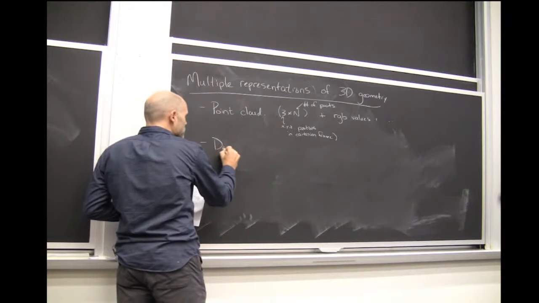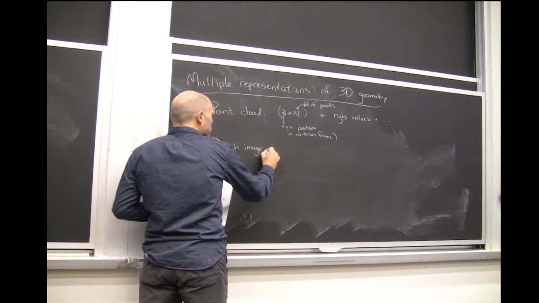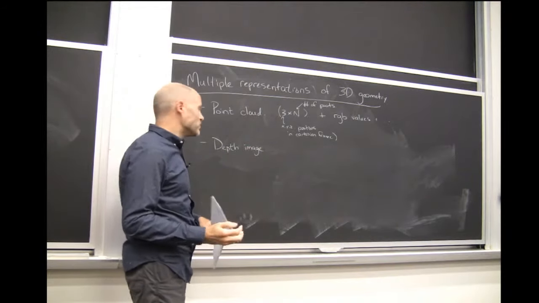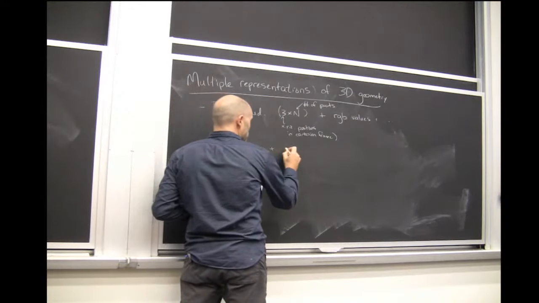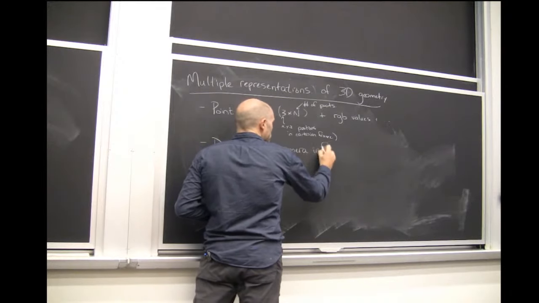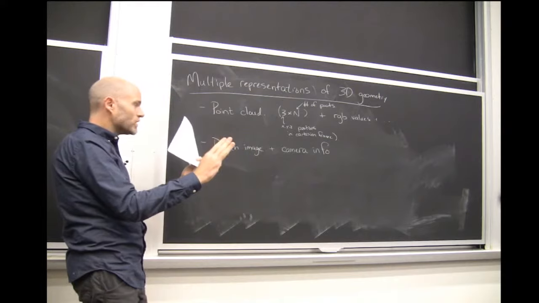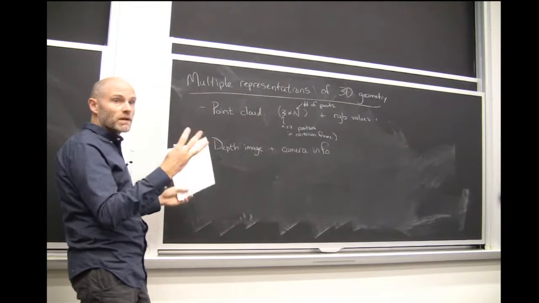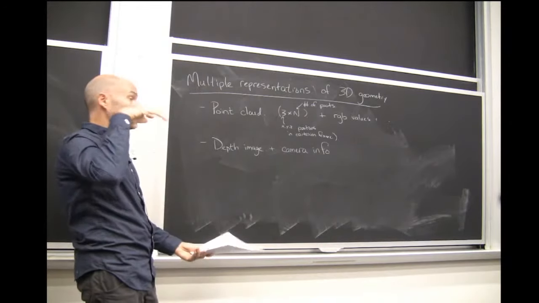A depth image, like we got directly out of the camera, is also, in some sense, a representation of 3D geometry, but it's not enough by itself. You also need to know, let's say, the camera info. I'll get more detailed about that later, but in order to turn that 2D image into a 3D point cloud, you need to know something about the geometry of the camera, and potentially even the location in space.